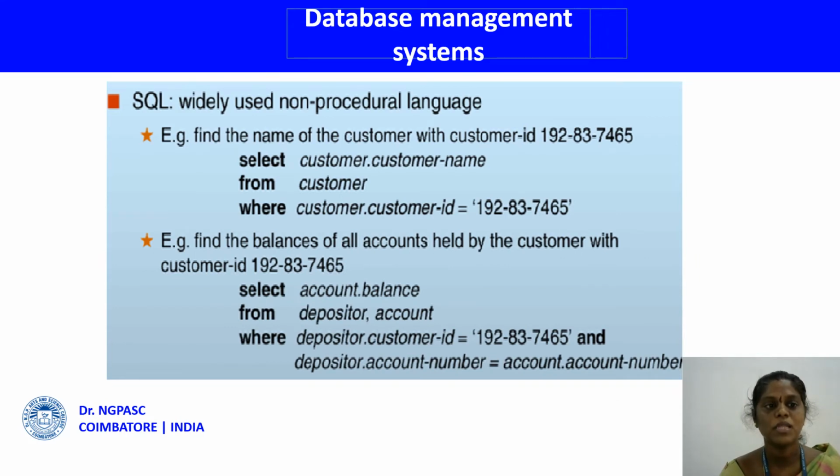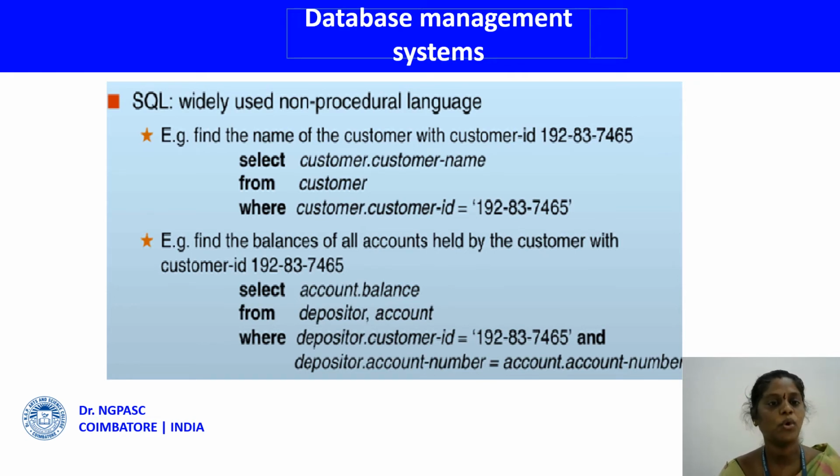So here SQL is widely used as a non-procedural language. We can write queries to get the result. We are writing some queries or statements to get the result from the relational databases. For example, suppose I want to find the name of the customer with the customer ID. So I have mentioned the customer ID. Now what you do is select customer name from customer, where the customer ID is equal to this specific one. With that I can get the customer name through the customer ID. So this is the first query, an example.